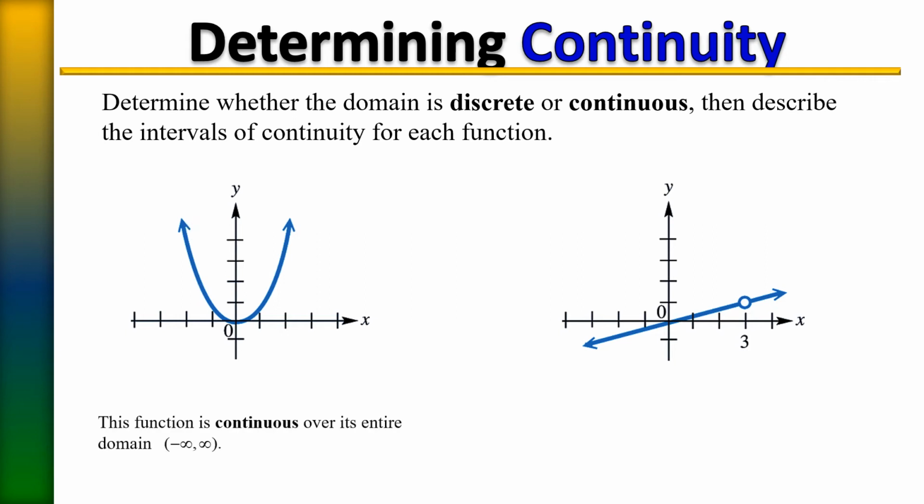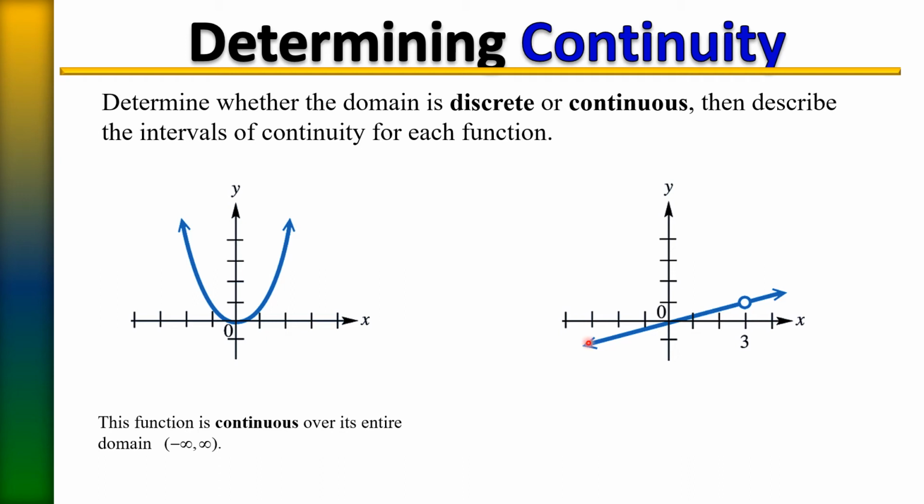In this example, it is continuous from negative infinity to positive infinity. And again, the fact you have these arrows means that it's going to go to infinity in both directions. So the first example is an example of one being continuous over the entire domain. Let's take a look at the second example.